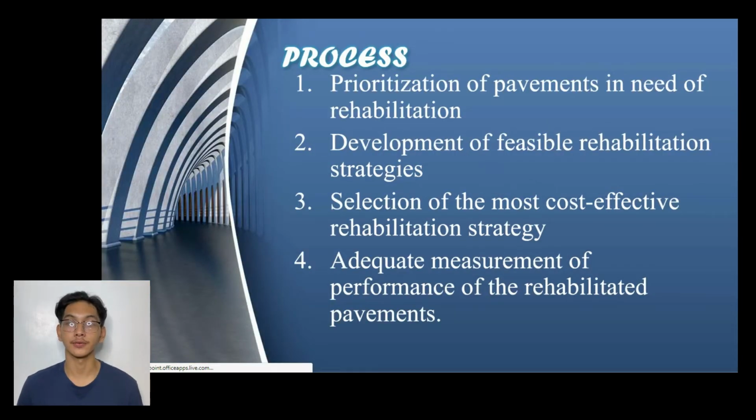Pavement rehabilitation has four processes. First of this is the prioritization of pavements in need of rehabilitation. This incorporates monitoring activities to assess the functional and structural conditions of pavements. Second is the development of feasible rehabilitation strategies. Third is the selection of the most cost-effective rehabilitation strategy, given a set of constraints which may include reduced service life cycle cost, and budgetary constraints. Last is the adequate measurement of performance of the rehabilitated pavements.